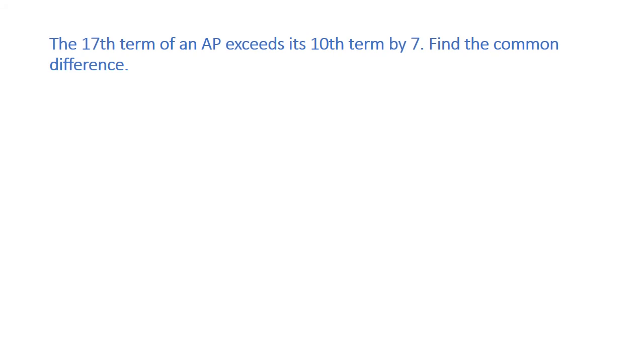17th term means A17, that is a plus 16d, correct? Exceeds means minus. This is how we should understand it. So A17 minus A10, a plus 9d, is equal to 7. Understood? 17th term of an AP, A17, exceeds 10th term, A10, by 7, so A17 minus A10 is equal to 7. That is what we'll write down. Now we know A17 is a plus 16d, minus A10, a plus 9d, is equal to 7.